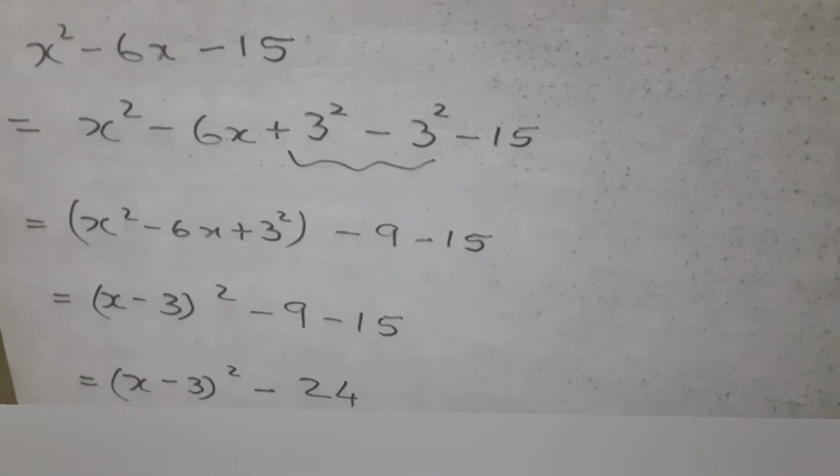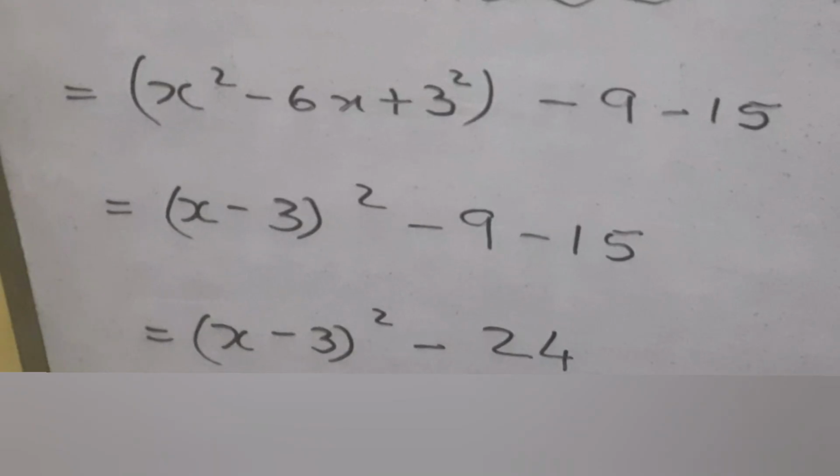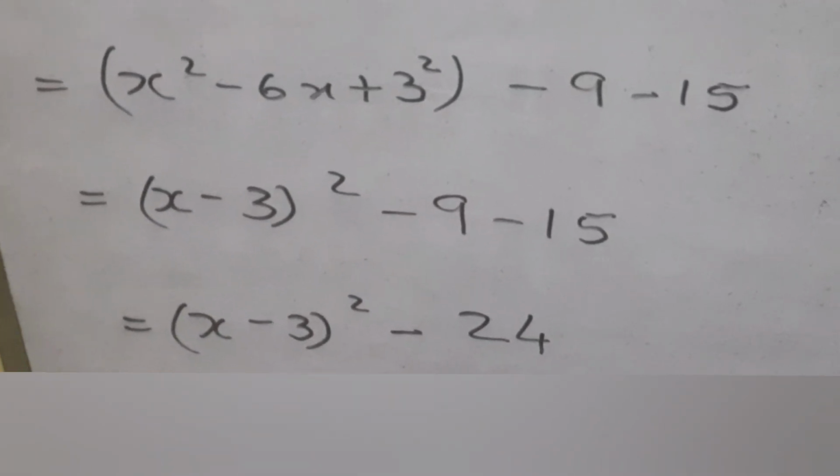The expression reduces to x minus 3 the whole square minus 24. This is of the required form with a equal to 3 and b equal to 24.